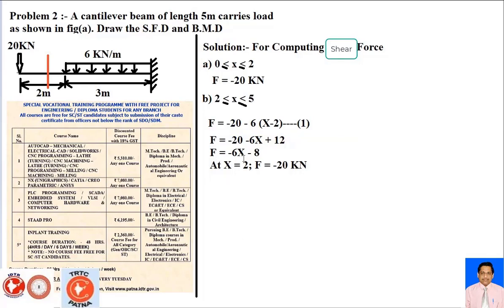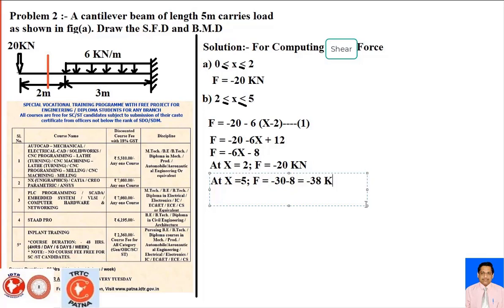So F is equal to minus 12 minus 8, and at x is equal to 5, your force is equal to minus 30 and minus 8, that is minus 38 kilonewton. So from equation number 1, you have to solve this problem.